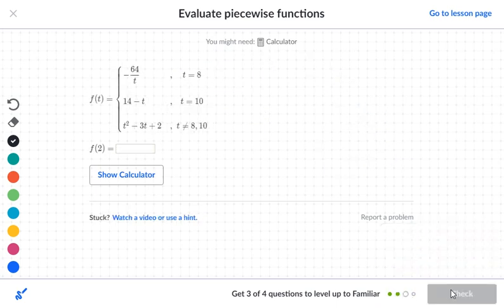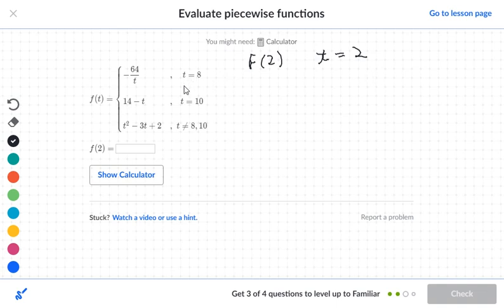Okay, next one, we have f of 2. So right here we have f of 2, and f of 2 is the same thing as saying t is equal to 2, since the letters we're using here are t's, not x's. If we look at the first expression here, because these are actually expressions, not equations, we have t is equal to 8. So t is equal to 2. T does not equal 8, so we can't use that equation.